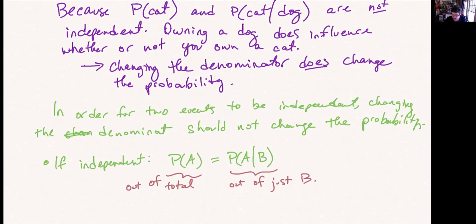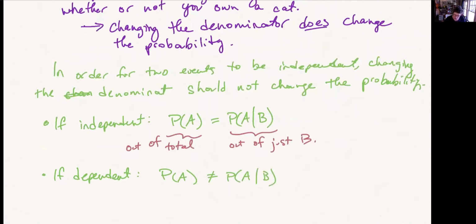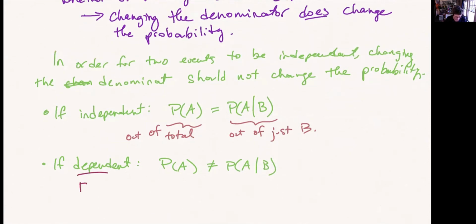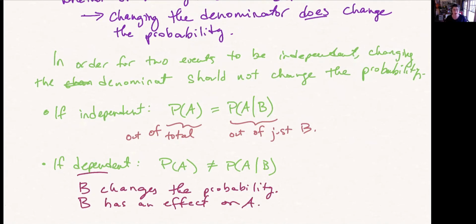So if these 2 things are not equal, then that means the 2 events are dependent. And what this means, just to summarize, is if they are dependent, B changes the outcome. You can also think of it as B has an effect on A. Okay, so that's lessons 10 and 11. Let's go forward then to the next lesson, lesson 13. Excuse me, lesson 12. 12 comes after 11.